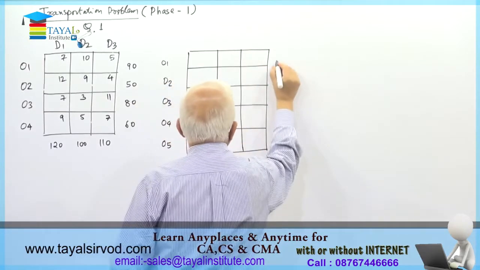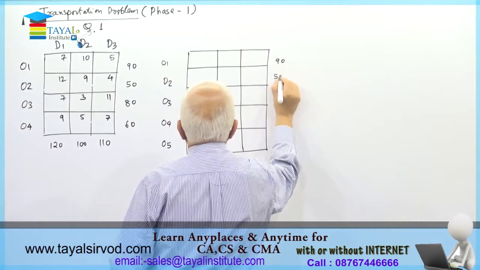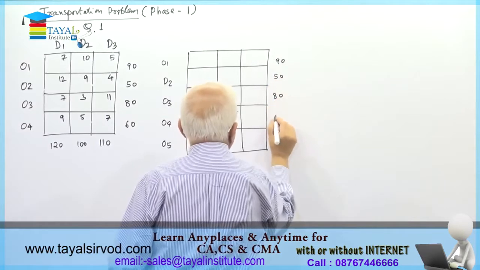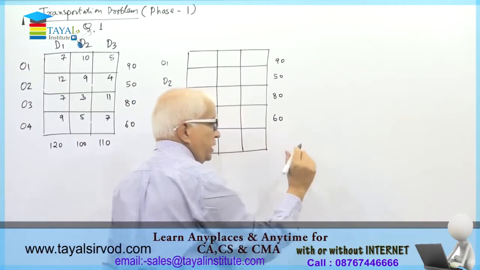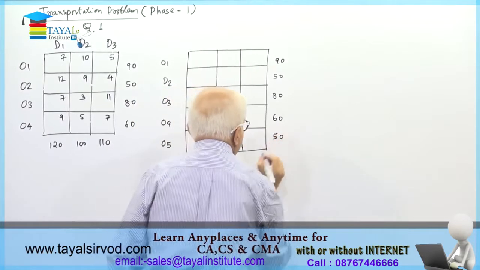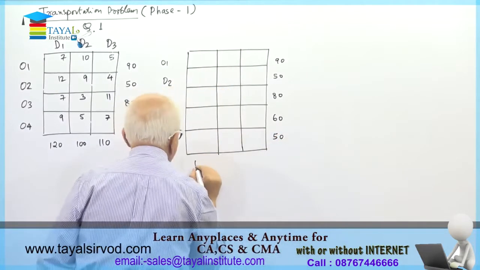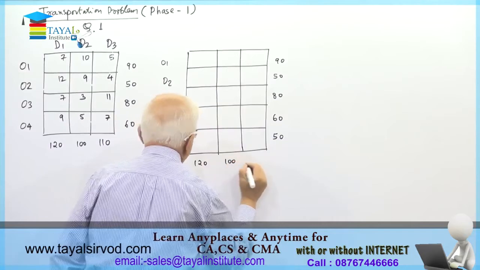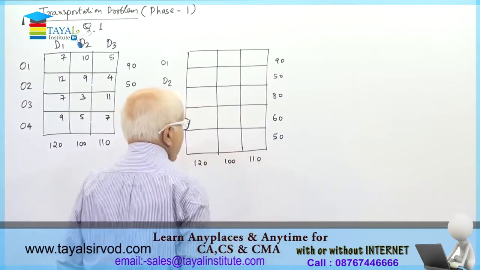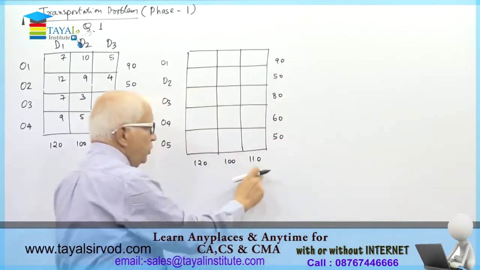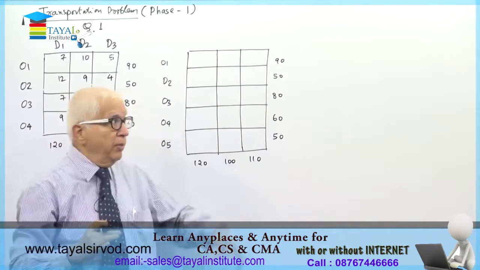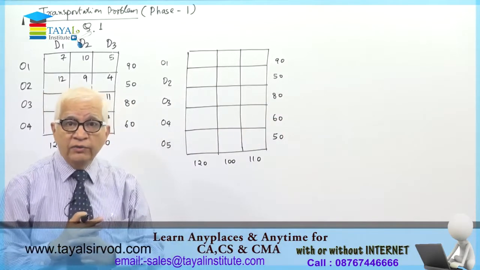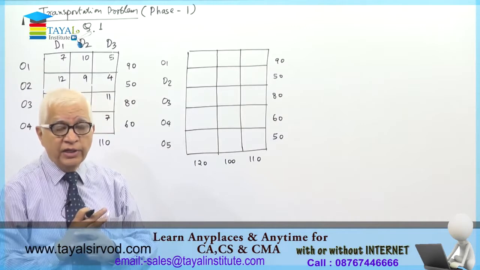Now these numbers were known already: 90, 50, 80, 60. And what is this? The difference between the original demand and supply was 50. So I am writing here 50. And this was 120, 100, 110. Now if you total up the availability and if you total up the demand, it is the same. So now it has become a balanced problem. My second pre-check had failed. It was not a balanced problem. Now I have balanced it.